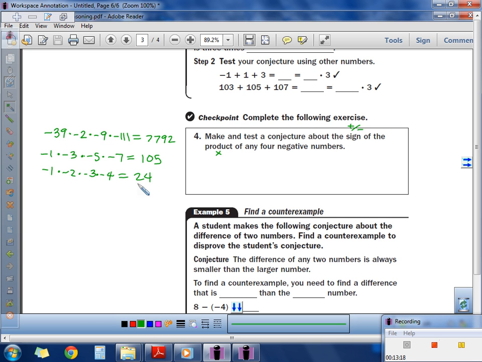We use some of the wording from the question. It says, the sign of the product of any four negative numbers. That's what we write. The sign of the product of any four negative numbers is what? Is positive. And that's a good conjecture.